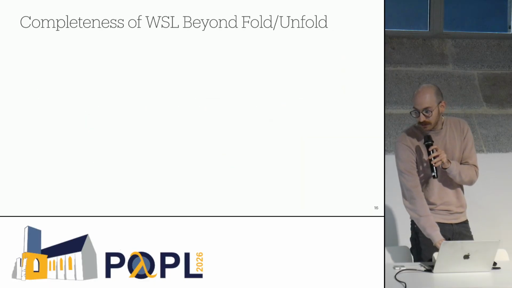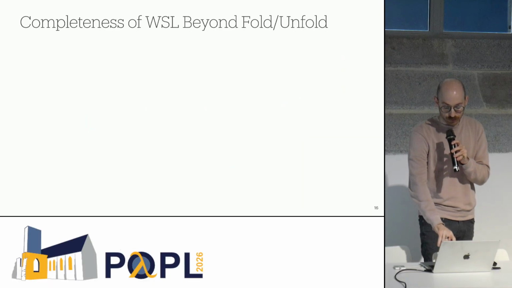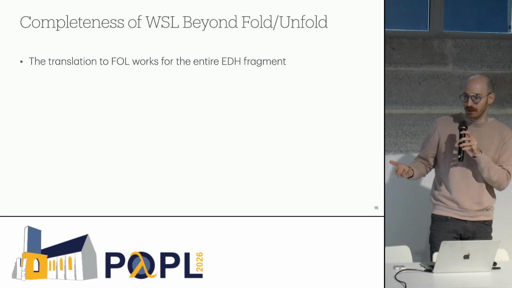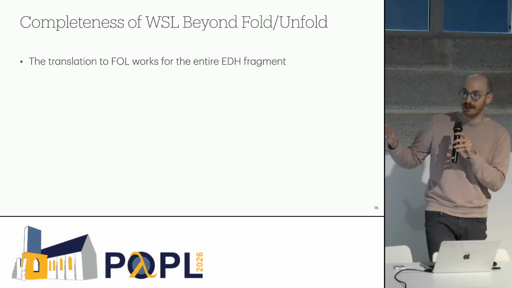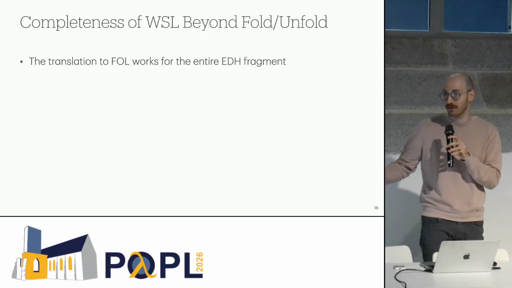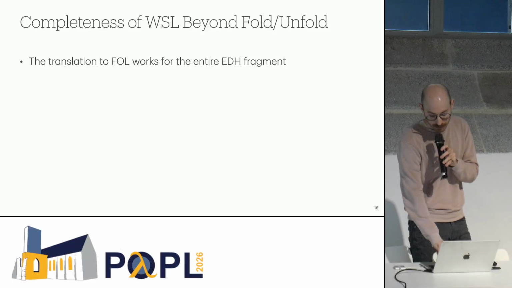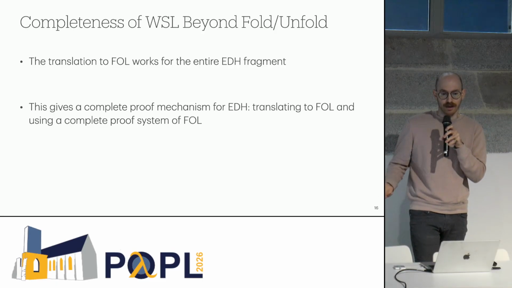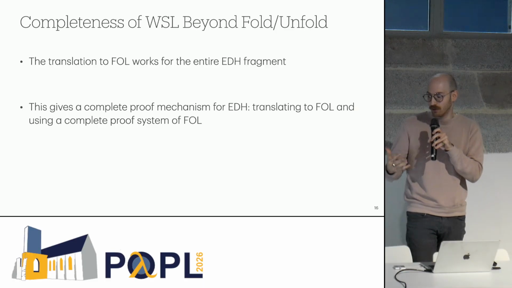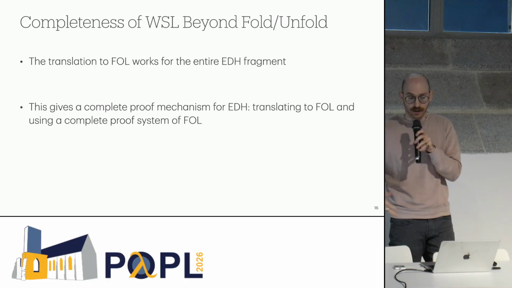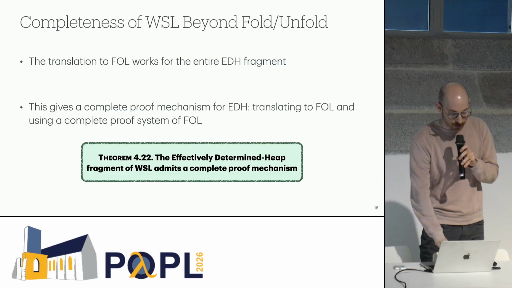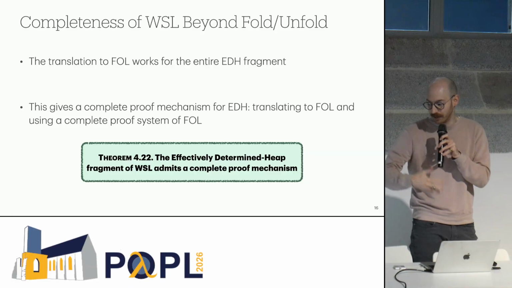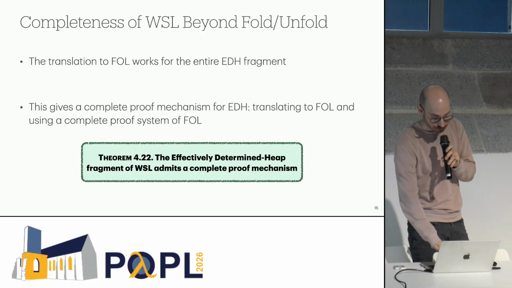Okay, and beyond the completeness result of fold-and-fold, actually, the translation that we introduced works for the entire EDH fragment, which goes beyond theory-free and quantifier-free. And this gives a complete proof mechanism for the entire EDH fragment that goes by translating to first-order logic and then using a complete proof system for first-order logic. So the effectively determined heap fragment admits a complete proof mechanism.